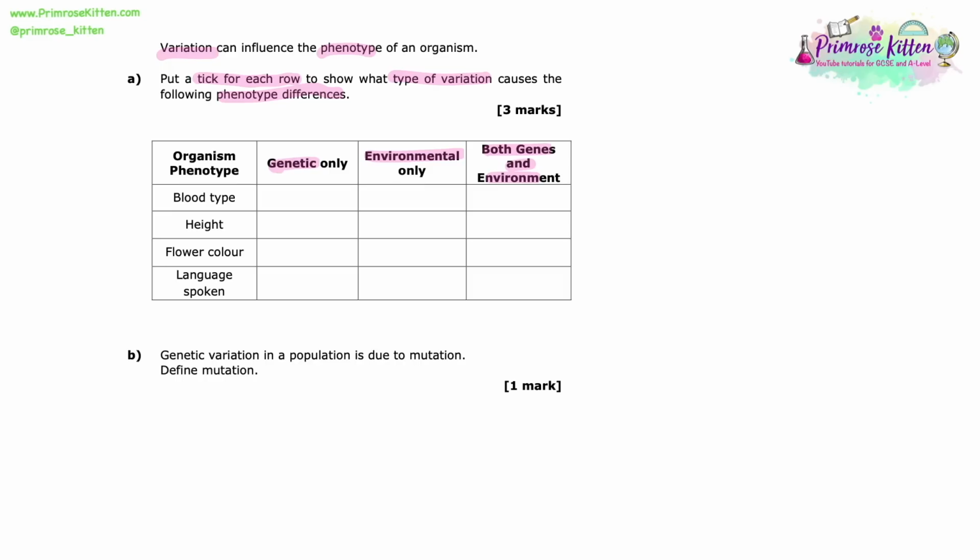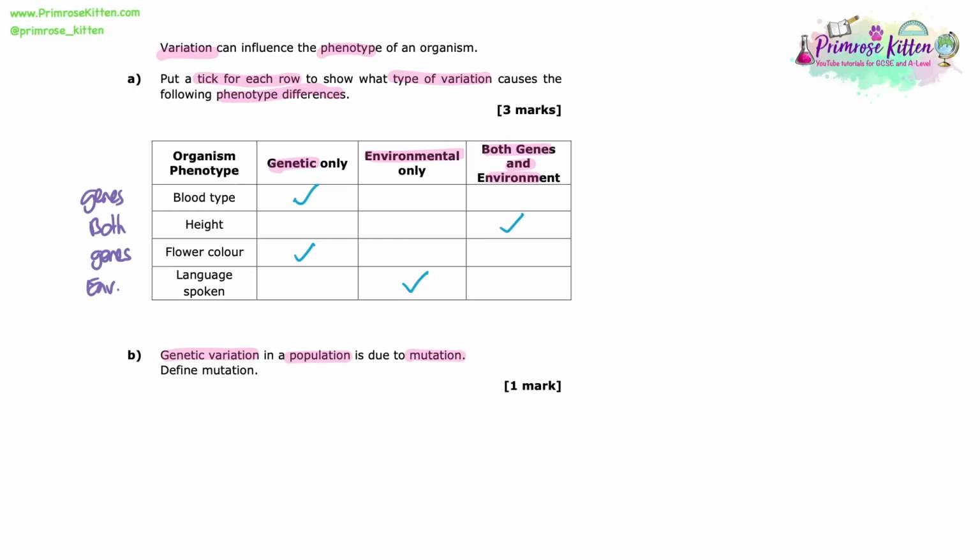So if we go through these one by one, blood type is definitely caused by genes. You inherit that from your parents. Height is both genes and the environment because it can be affected by your diet as well as genes. Genes code for flower colour, because again that's kind of like eye colour and hair colour in humans. And then the language you speak is definitely just due to the environment that you're raised in, where in the world you are raised. That determines if you speak a certain language. It's nothing to do with genes.